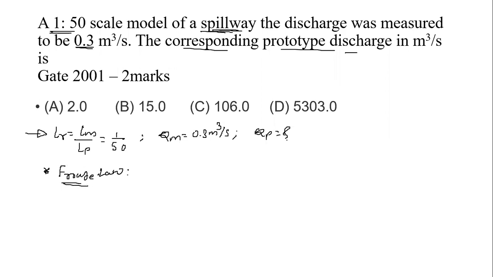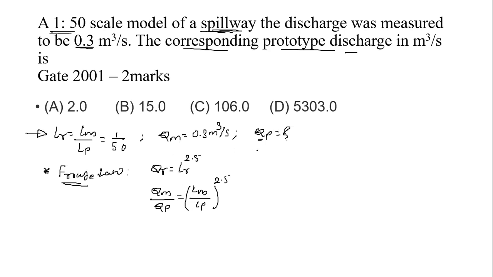So as per the Froude law, now we have to find out the QP. Means we have to go for the discharge scale ratio, because the discharge scale ratio links the length scale ratio with the discharge. So that is the discharge scale ratio. QR is equal to LR raised to 2.5. Then put in the values. QR is nothing but the discharge in the model divided by the discharge in the prototype, is equal to the length of the model divided by the length of the prototype raised to 2.5.